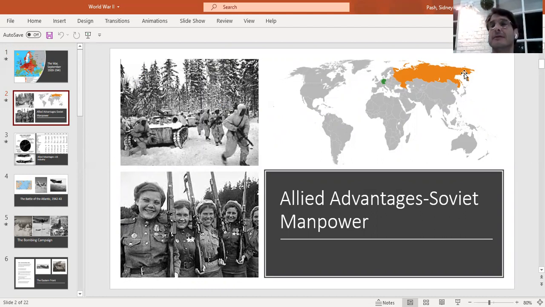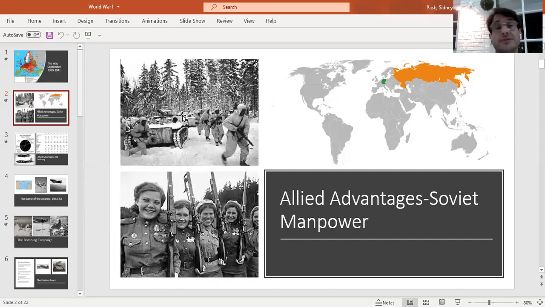Take a look at this map. Soviet Union is a massive country. Here's Germany in green, relatively small country. The pictures you see here give you some idea of Soviet mobilization. The Soviet Union mobilizes everyone they can for war, including women, who you see here, highly decorated women. These are snipers.